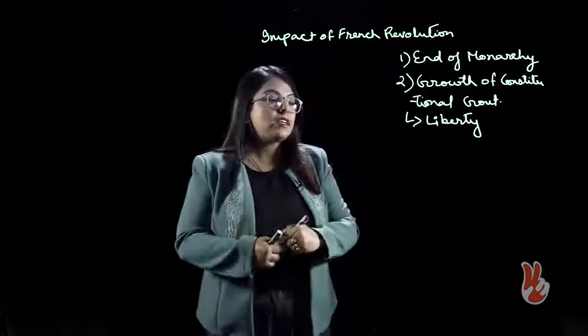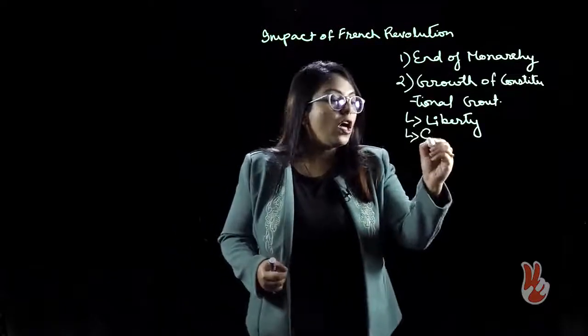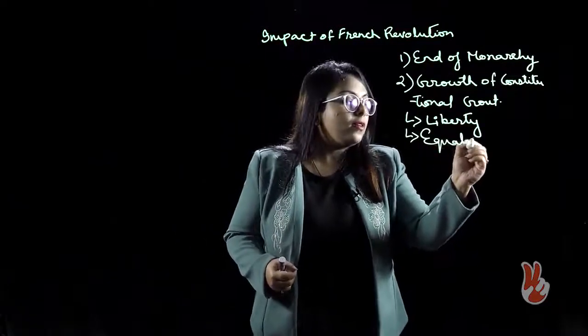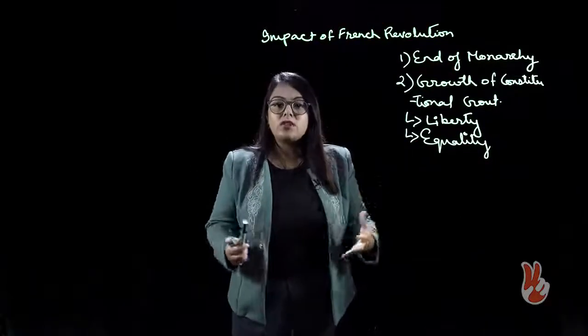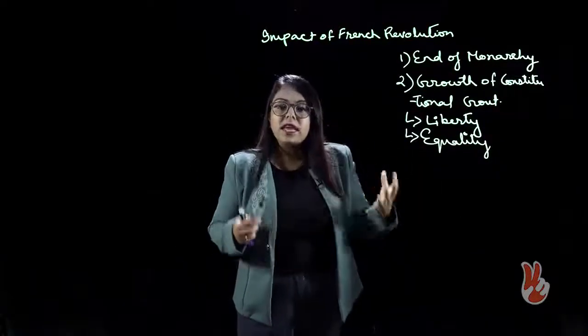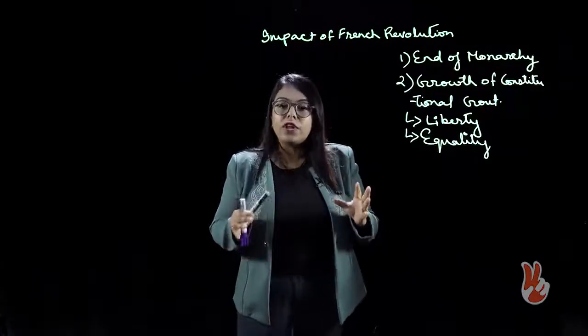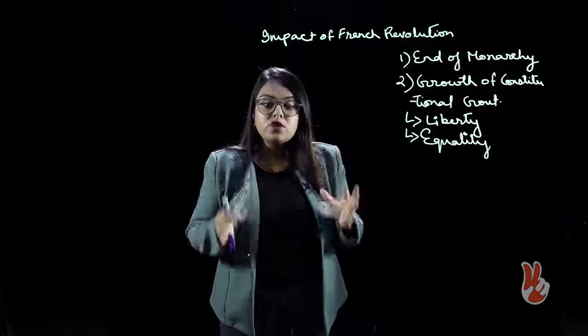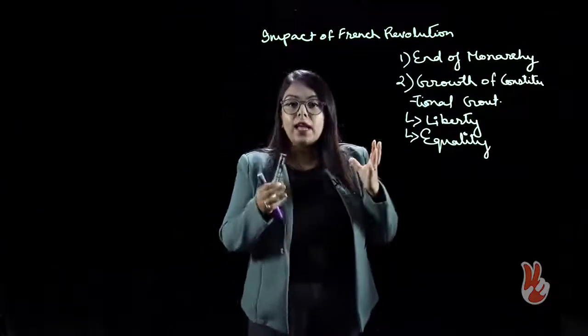Then the next important aspect of this constitutional government was equality. The revolution talked about equality. The privileges of the nobles and three estates were finally banned, or revoked, in the French society, and it was understood that people should get an opportunity to grow as per their ability.